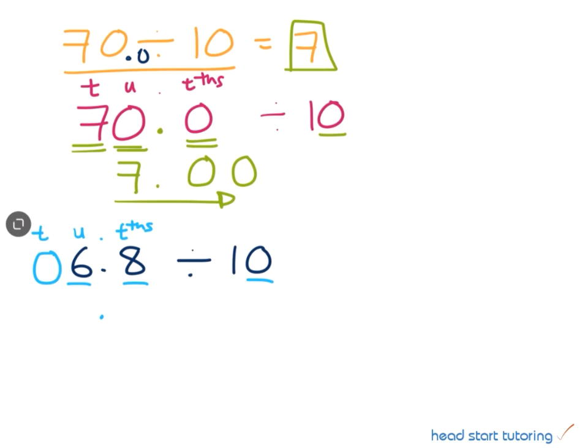So our 0 tens is now going to be 0 units. Our 6 units is now going to be 6 tenths. And our 8 tenths is now going to be 8 hundredths. So our answer there is 0.68. So 6.8 divided by 10 will give us an answer of 0.68.